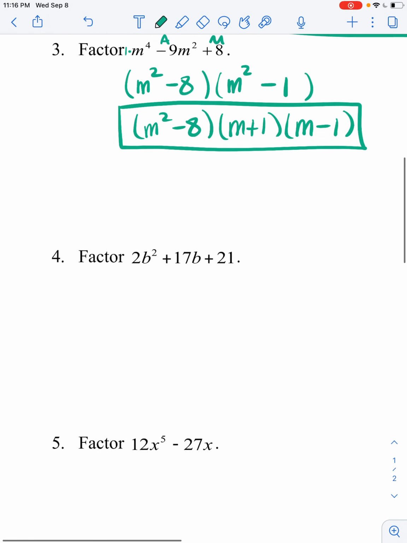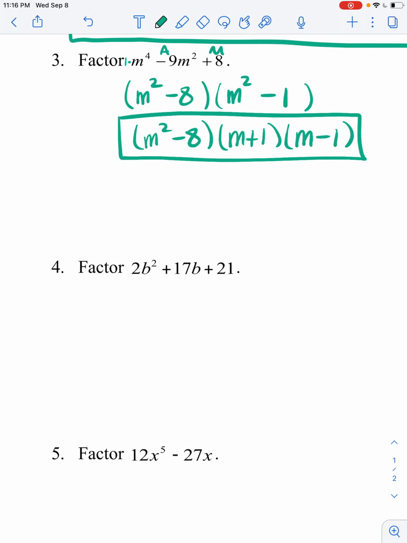Question number 4 is also a trinomial, but unlike number 3, a does not equal 1. And 17 and 21 are not divisible by 2, which means there's no GCF. So I have to take my eyeglass method, or tricky tram, which is really a factor by grouping method, with a little bit of extra work initially because we need to make this into a 4-term polynomial. So 2 times 21 gives me 42, and I'm looking for what multiplies to 42 and adds to 17.